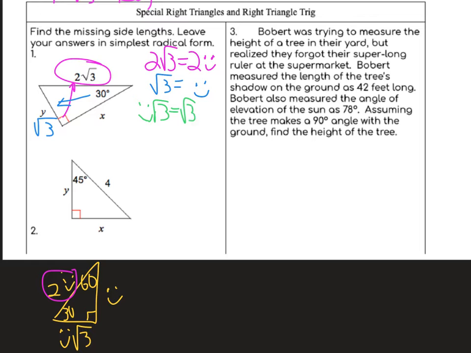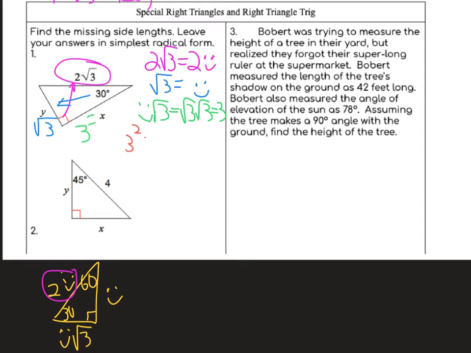And that would be root 3 times root 3, because smiley is root 3. 3 times 3 is 9, so that's the square root of 9, which is 3. So that means x is 3. You could use the Pythagorean theorem if this is helpful to you, to verify that you are correct.